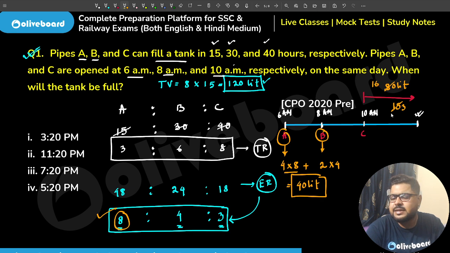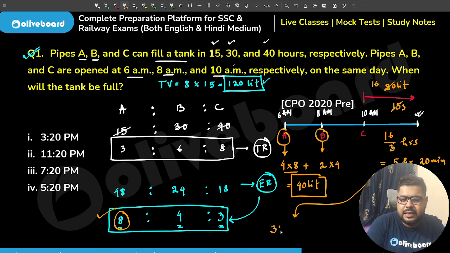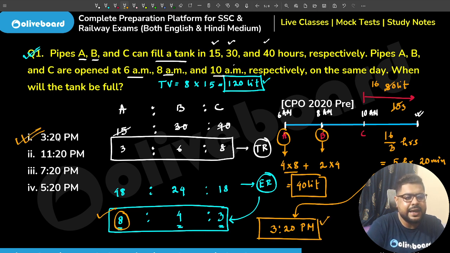16 over 3 hours, which we calculate, will come to 5 hours and 1 by 3 hours, meaning 20 minutes. So 10 a.m. plus 5 hours is 3 p.m., sir. And 3 p.m. and 20 minutes, meaning 3:20 p.m. will most definitely be your correct answer, which is option number A or 1.